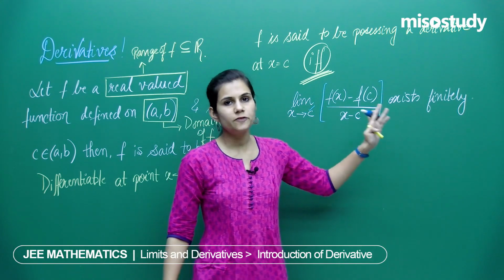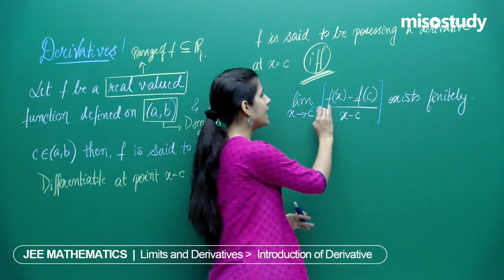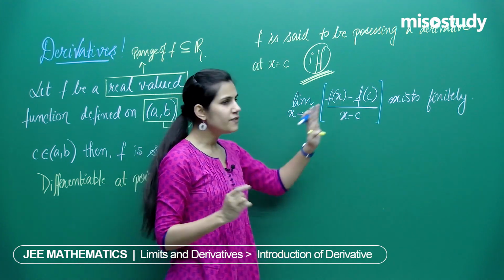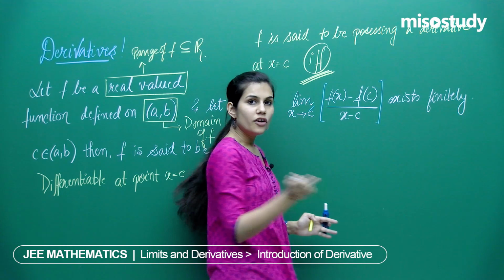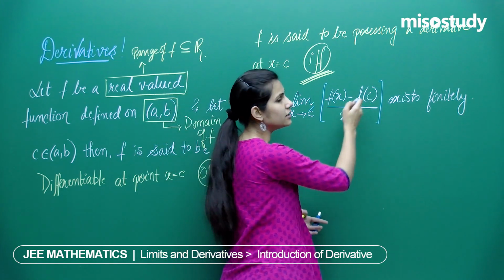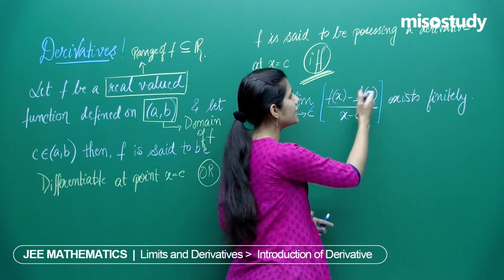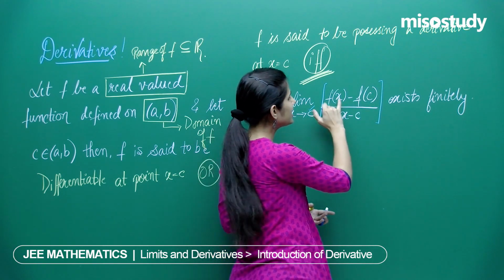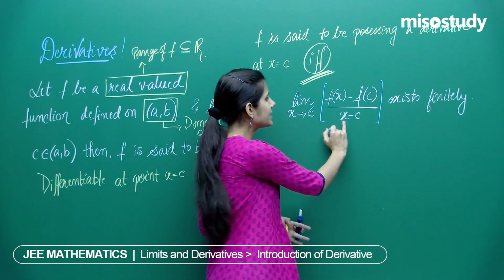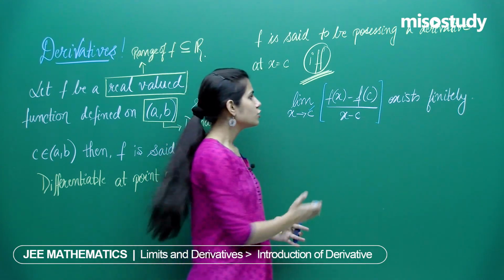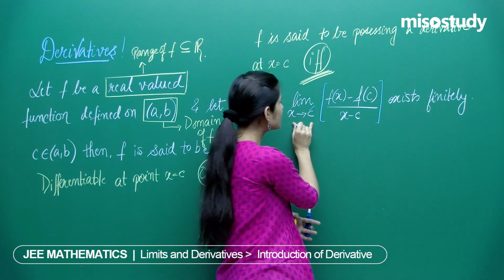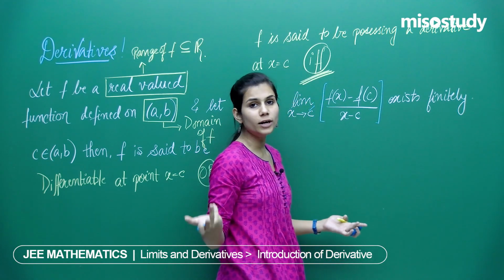When I am saying exists finitely or not means what? See, f is a real valued function. So for every x in the neighborhood of c, f of x is a real number. c is already coming from the interval a comma b, so c is a real number. That means f of c, because f is a real valued function, is already a real number. So f(x) for every x in the neighborhood of c is a real number, f of c is a real number, x, c both are real numbers. So here this is a real valued function. So when I am saying the limit as x approaches c, this function approaches to what point?